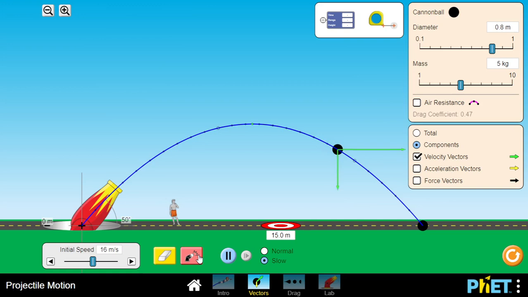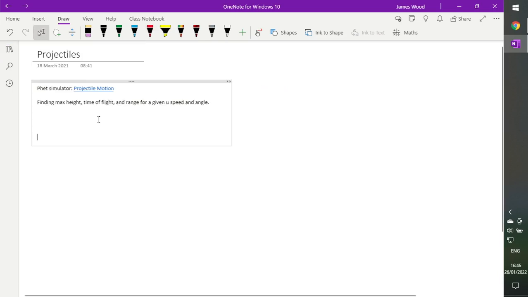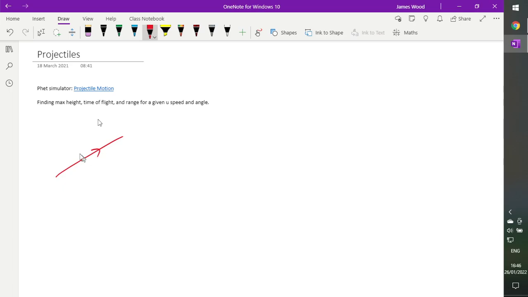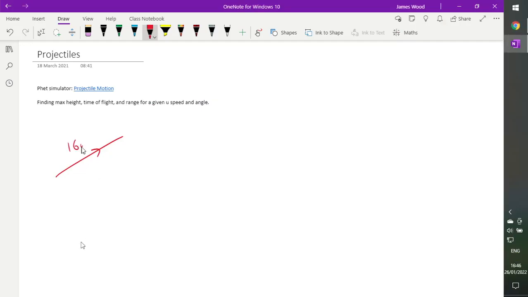Now, the next thing we're going to do is try and calculate some things from this. So we know that the angle is 50, we know that the speed is 16. I'm just going to draw this as a simple diagram. So my diagram might look something like this. I'm firing it at a speed of, what do we fire at? 16 meters per second, an angle of 50 degrees.